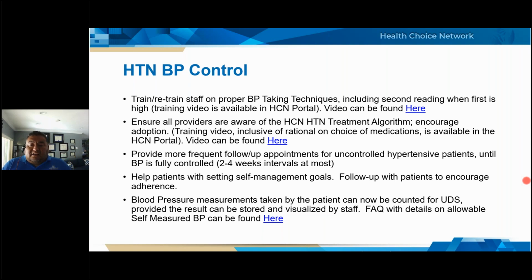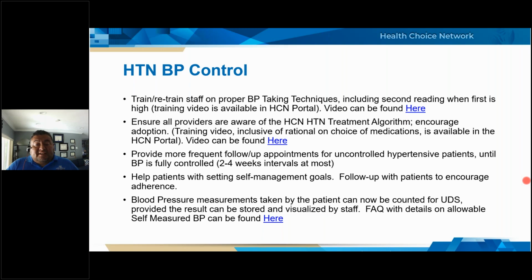training. Ensure all providers are aware of the HCN hypertension treatment algorithm. Our providers need some refreshers as well. We provided the link here for you if you wanted to share that treatment algorithm with your providers. Consider providing more frequent follow-up appointments for those uncontrolled hypertensive patients. We recommend, until blood pressure is fully controlled, 2 to 4 week intervals at the most.